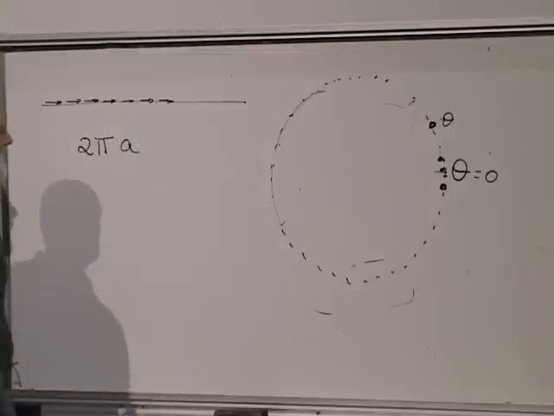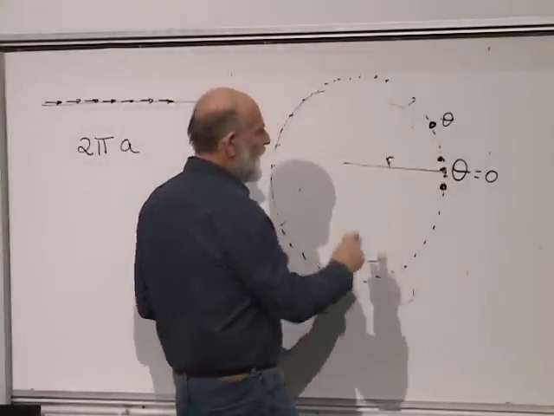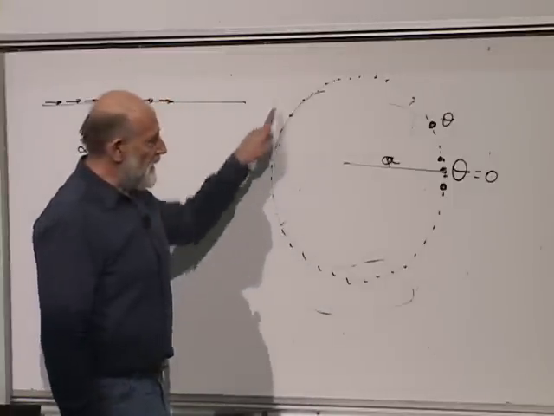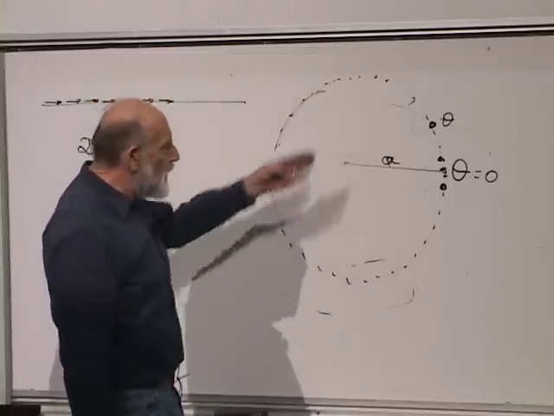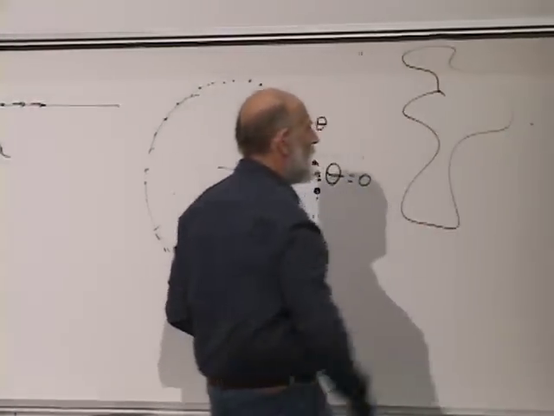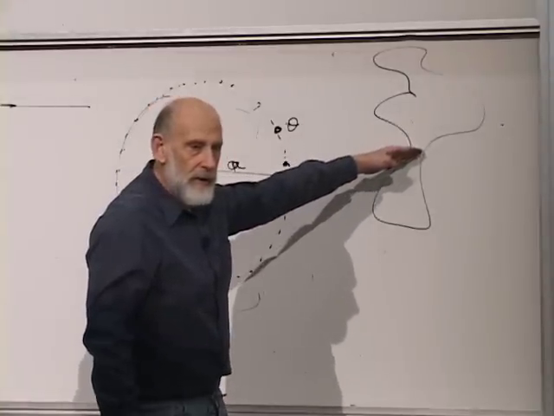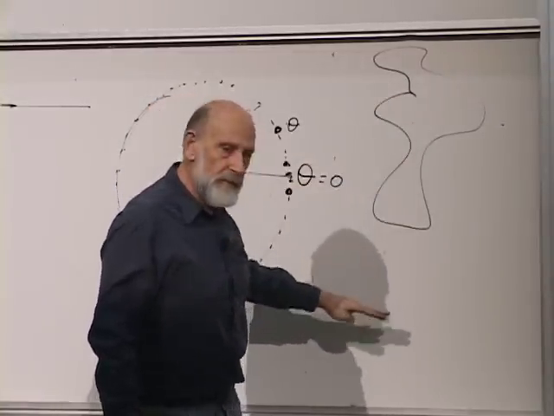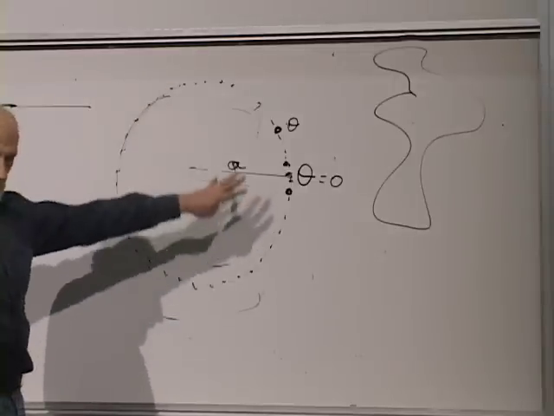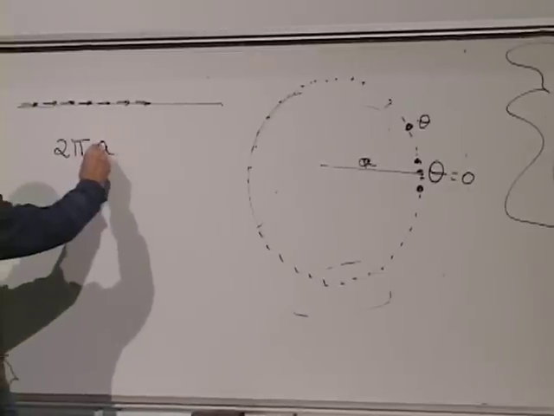I'm going to call it 2 pi times A, where A would be the radius if I decided to plot it as a circle. Now remember, these people who live on here can't tell whether it's a circle or whether it's a curve like that. They have no way of telling because they can't see into the interior. All they know is the distance around. But let's pretend that we drew it as a circle. Then the total distance around I would call 2 pi times A.